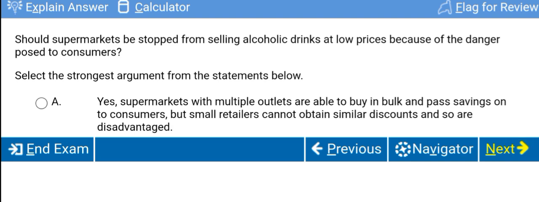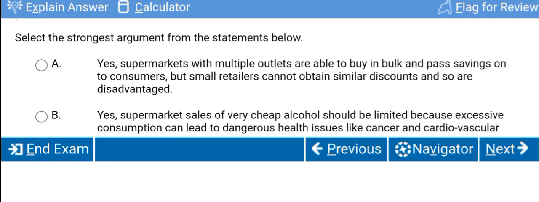Next we have, should supermarkets be stopped from selling alcoholic drinks at low prices because of the danger posed to consumers. Select the strongest argument from the statements below. Option A, yes. Supermarkets with multiple outlets are able to buy in bulk and pass savings on to consumers. But small retailers cannot obtain similar discounts and so are disadvantaged.